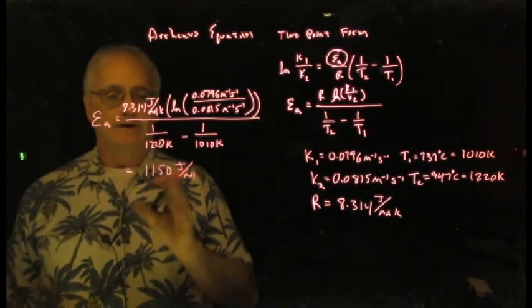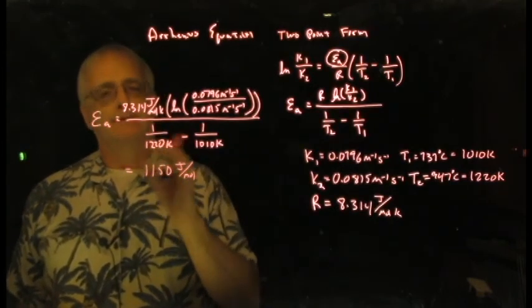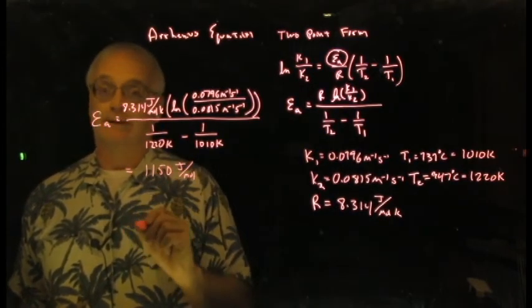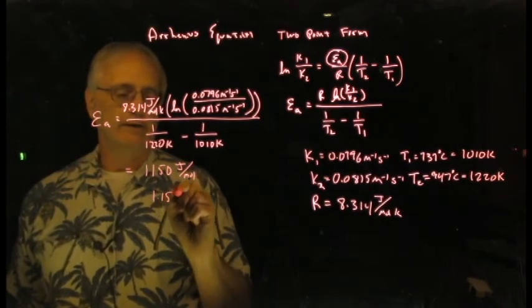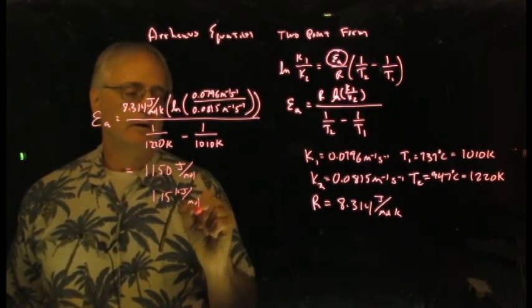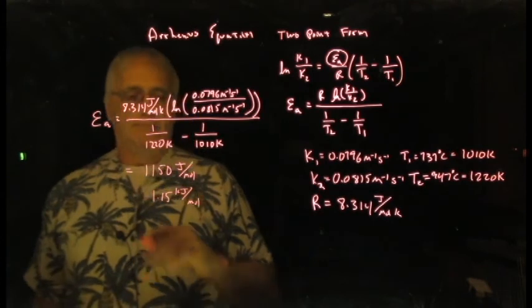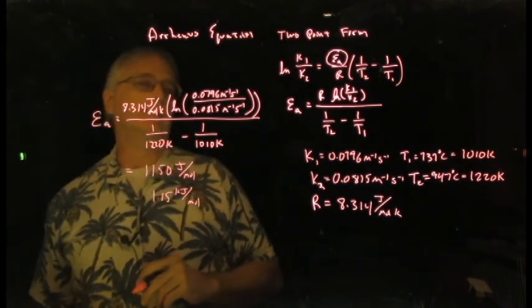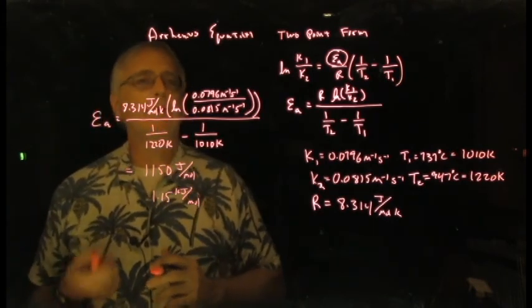Now, that seems like a large number. It is a large number, but actually more typically you'll see these things in kilojoules per mole. That's 1.15 kilojoules per mole. Okay, so there it is. A worked out example of the two-point form of the Arrhenius equation.